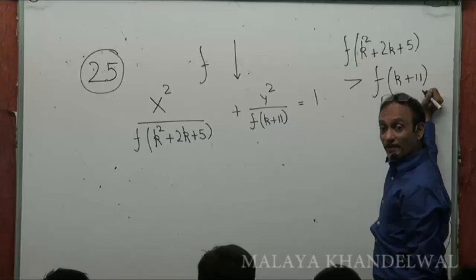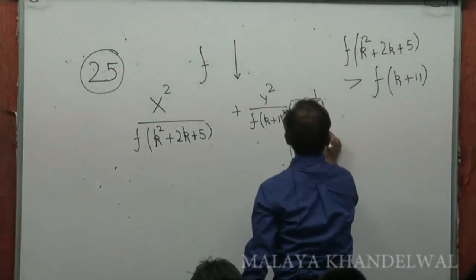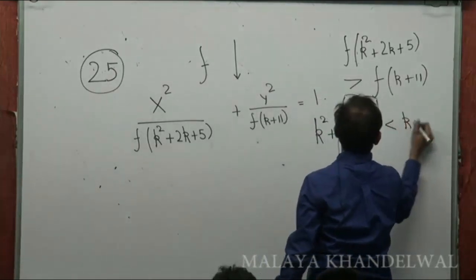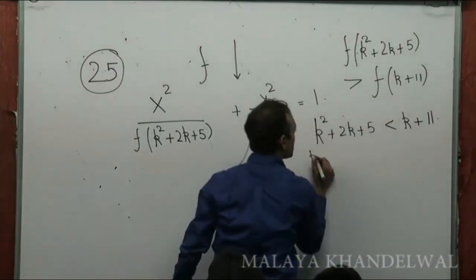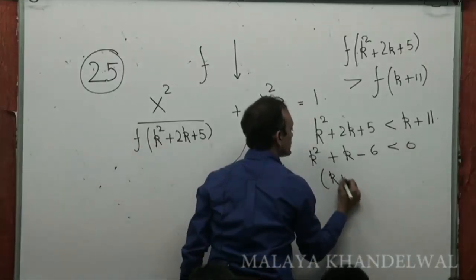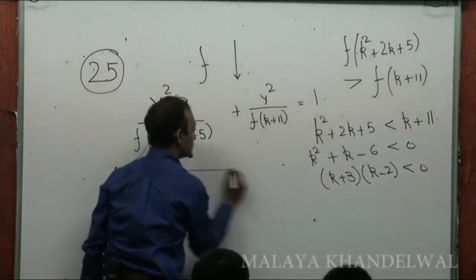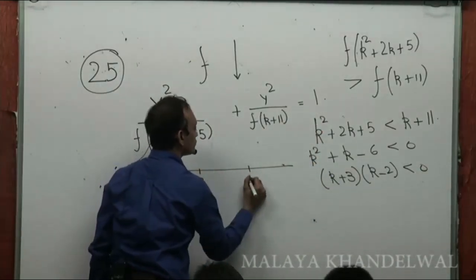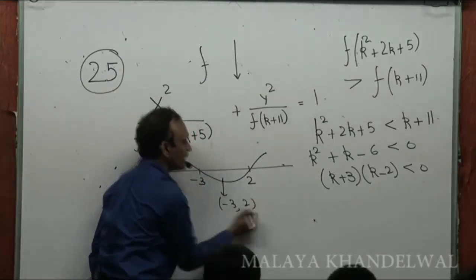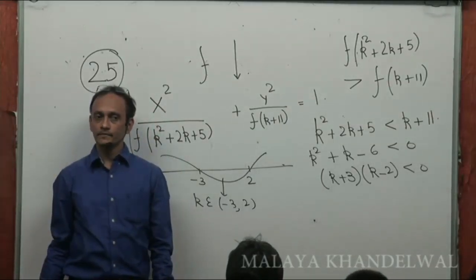But f is a decreasing function of x. So if f of this is more than f of that, then this must be less than that. That means k squared plus 2k plus 5 must be less than k plus 11, or k squared plus k minus 6 must be less than 0, or (k plus 3)(k minus 2) must be less than 0. By the wavy curve method, with points minus 3 and 2, k must lie in the interval minus 3 to 2. Yes or no?